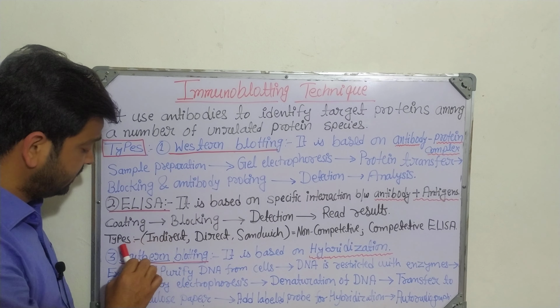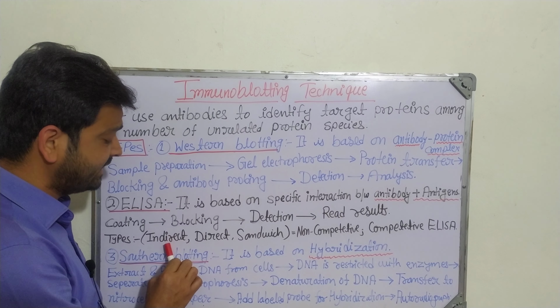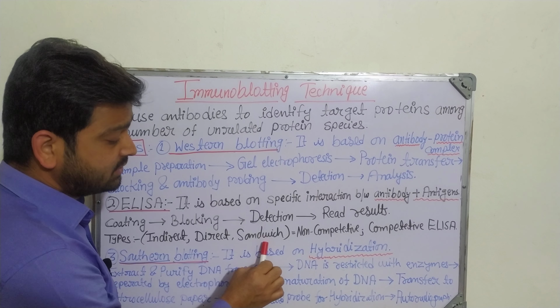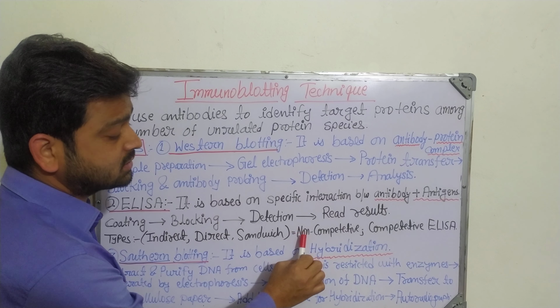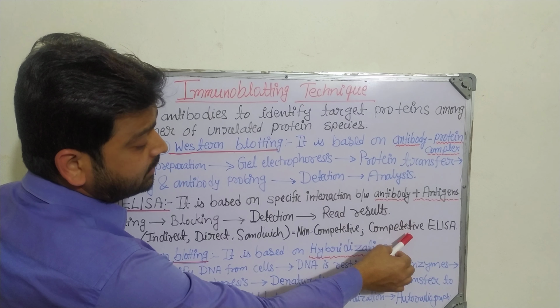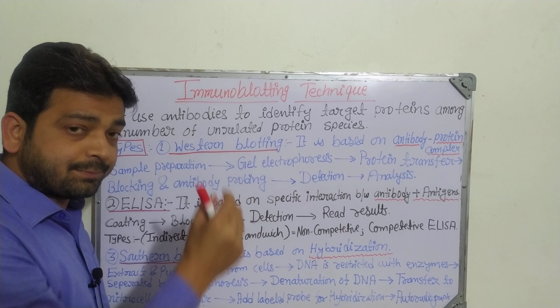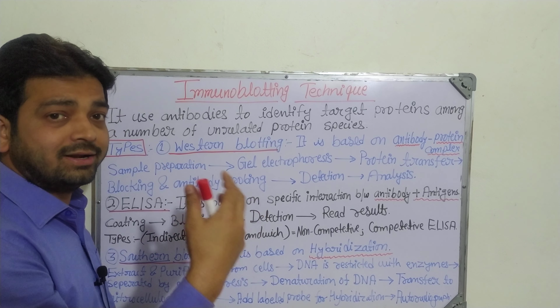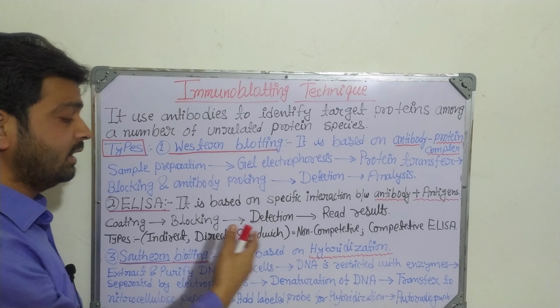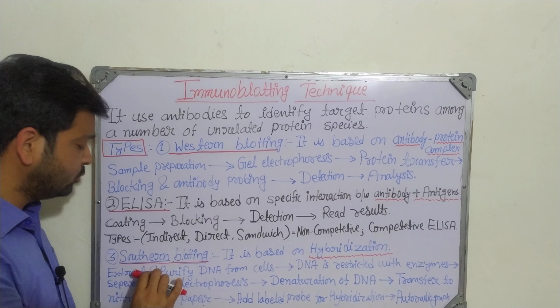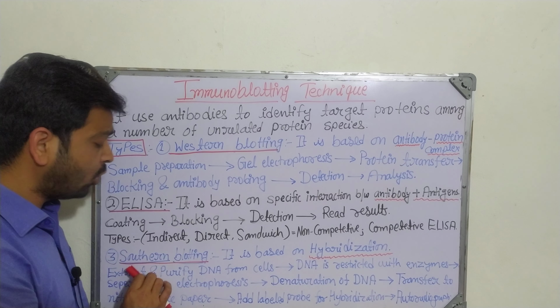There are different types of ELISA, like indirect ELISA, direct ELISA, and sandwich type ELISA. These three types are known as non-competitive, and there is also the competitive ELISA. It is categorized based on whether the detection is direct, indirect, or sandwich type. Coming to the third immunoblotting technique, Southern blotting.